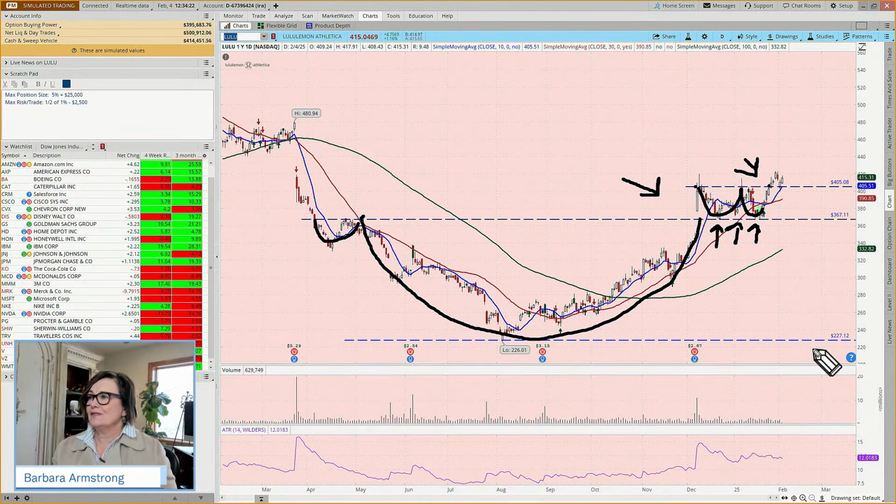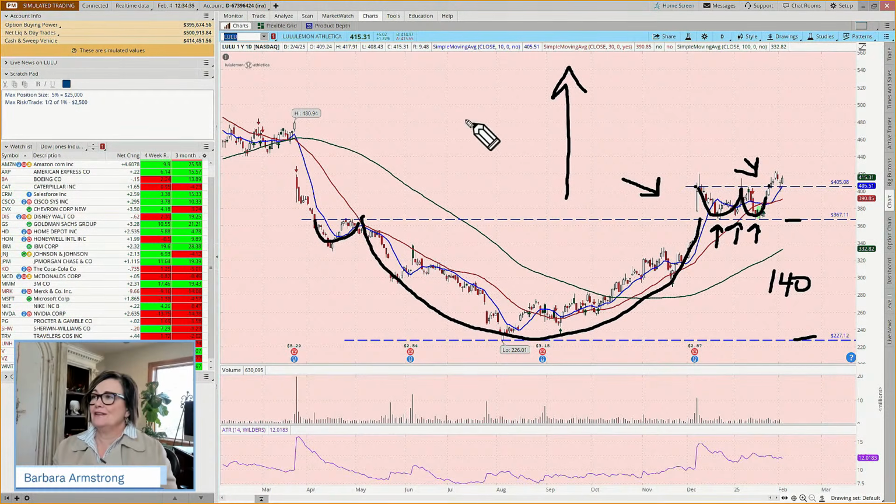But if we measure this pattern, your 227 to 367, that's basically 140 points. That's a big move to the upside. 367 plus 140, that's a target of 507.